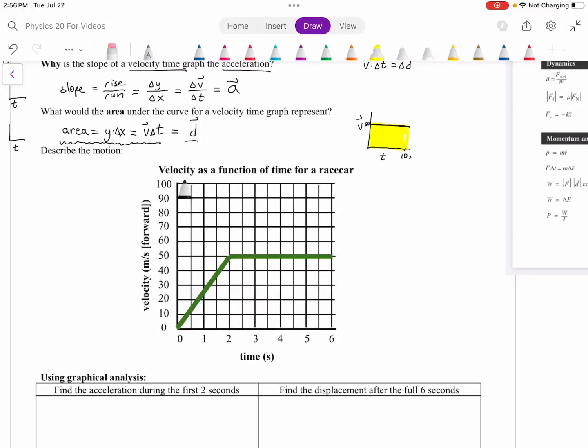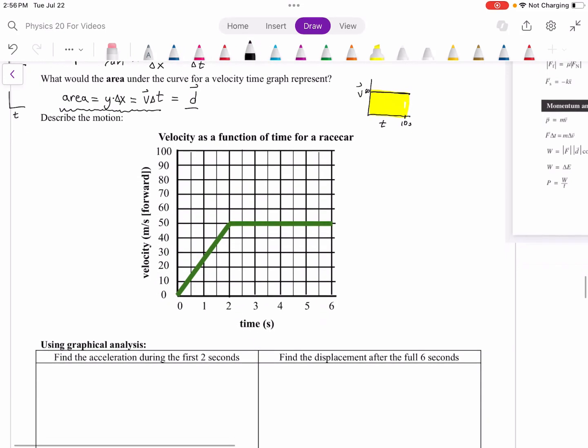So here we have velocity as a function of time for a race car, velocity on our y-axis, time on our x-axis, and we can see what happened here, right? Velocity on the y-axis, so we're starting out not moving, 0 meters per second, and then we steadily get faster. So we increase our velocity up to 50 meters per second, and then it looks like we move at a constant 50 meters per second for those 4 seconds there.